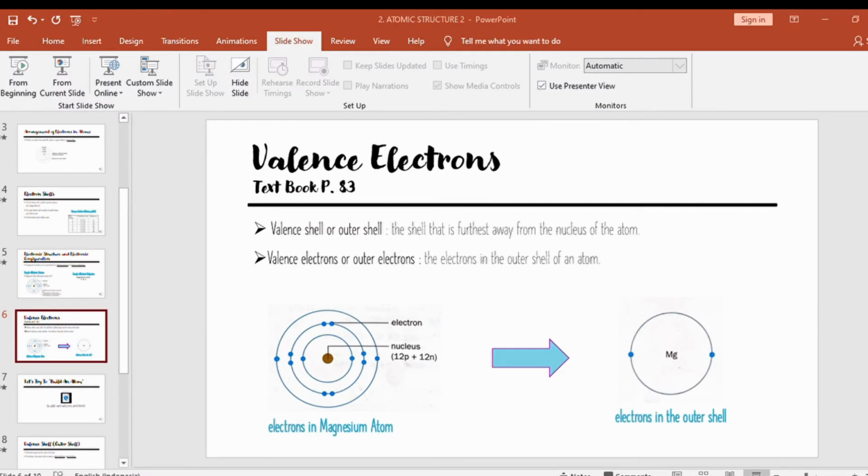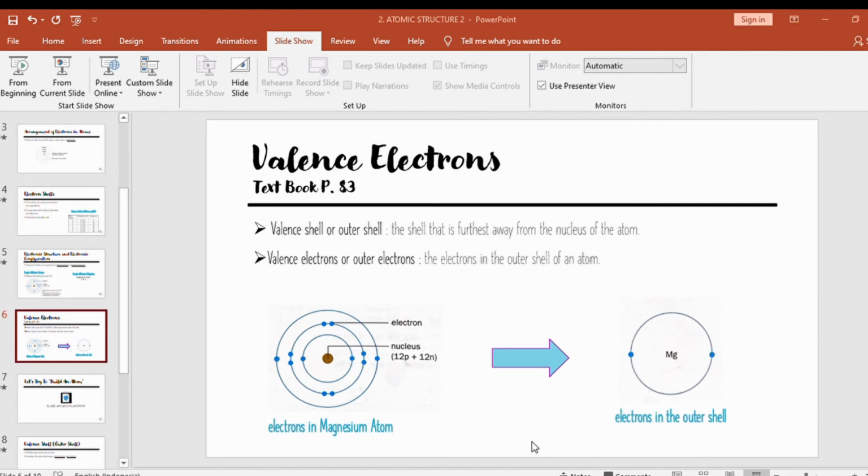Valence electrons. You can find this in your textbook, page 83. Valence shell or outer shell is the shell that is farthest away from the nucleus of the atom, while valence electrons or outer electrons are the electrons in the outer shell of an atom.